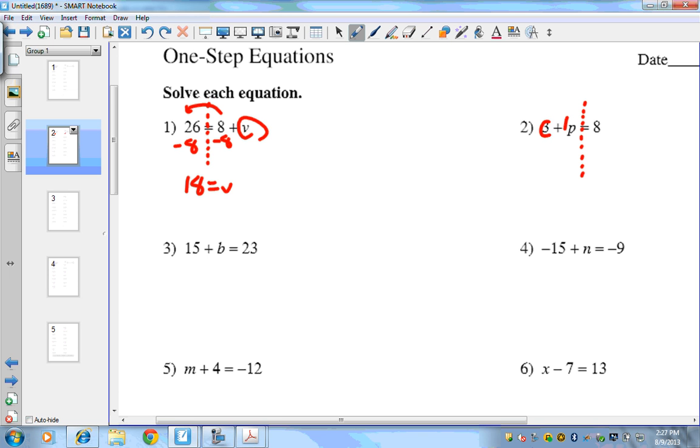Well, I know that the 3 and the 8 are like terms, so I'm going to combine them together. Notice that the variable is on the left-hand side, so I'm going to take this 3 and throw it over to the right-hand side. This 3 is a positive 3, so when I go to the other side of the equal sign, I'm going to subtract. And I subtract, and I get p is equal to 5. Okay? Let's go down to number 4.